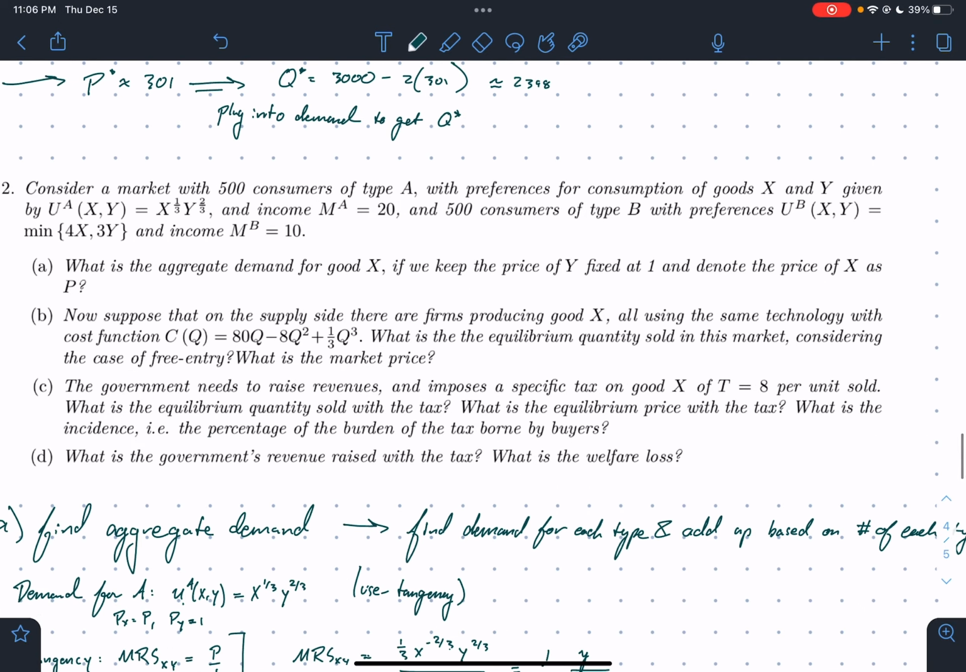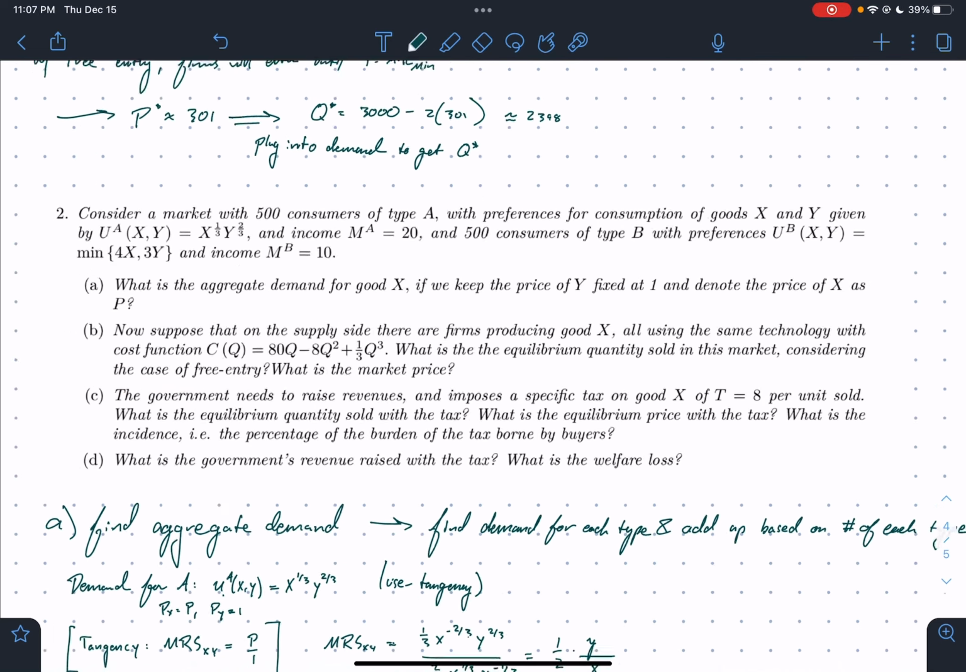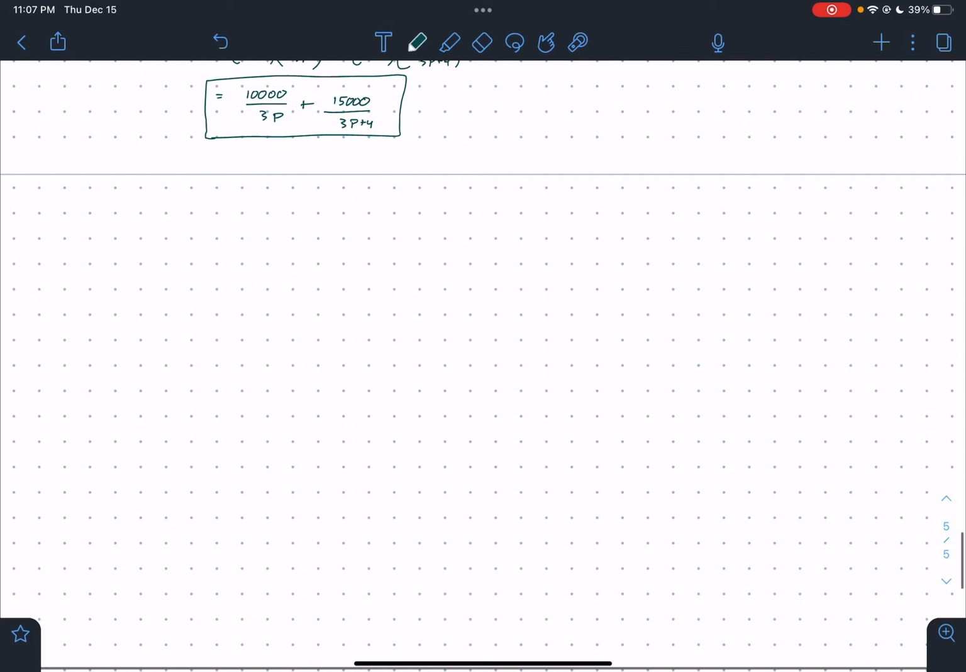Now what we're going to do is we're going to consider the supply side for part B. So we assume there's this cost function. It's 80q minus 8q squared plus 1/3 q cubed. All right, so there are many firms producing good X. They all have this same cost function. So we want to find the equilibrium quantity, and then we're going to consider what happens when there is free entry. And finally, we're going to find the market price. Okay, so B.